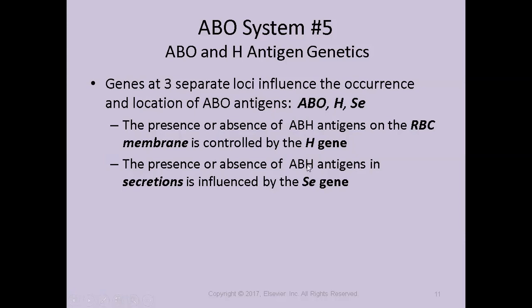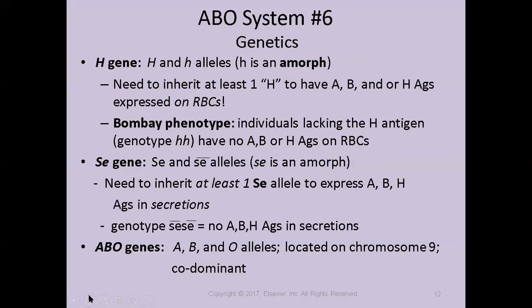The presence or absence of ABH antigens in secretions, such as saliva and body fluids, is influenced by a separate gene called the big SE, and this stands for secretor, okay? Which is nice and logical because it rules what antigens we find in secretions. So these are soluble, not attached to a red cell membrane. Now here's where it can get a little bit confusing, so bear with me.